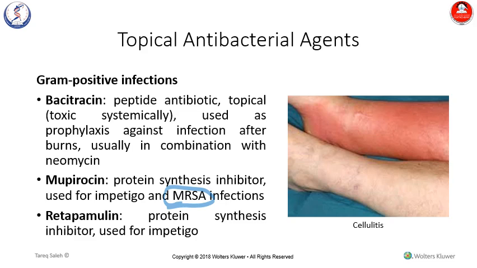It can also be given intranasally to eradicate colonization with MRSA in patients who are MRSA carriers or those at risk of infection in the hospitalized setting. The most common adverse effects of mupirocin are pruritus, skin rash, and burning. Retapamulin is a protein synthesis inhibitor that is also active against streptococci and staphylococci. It is indicated for the treatment of impetigo and only available as an ointment.